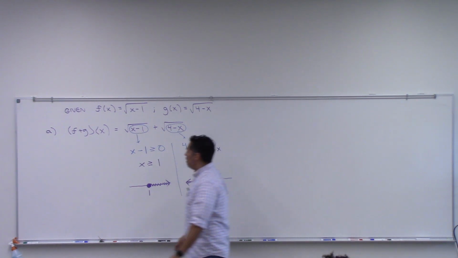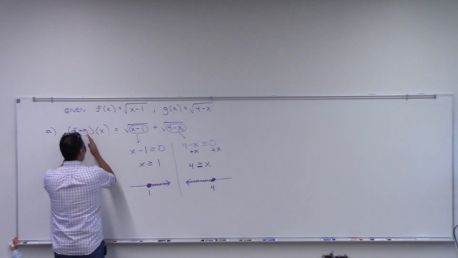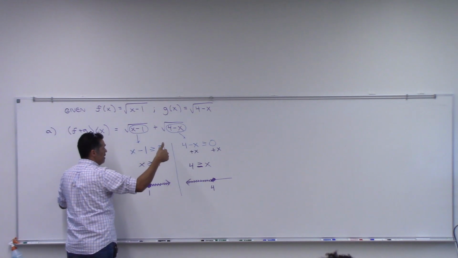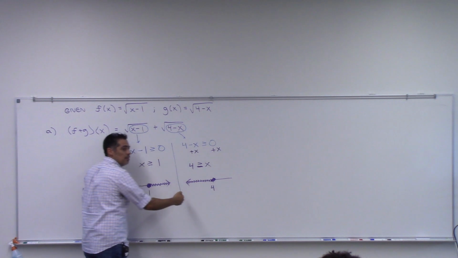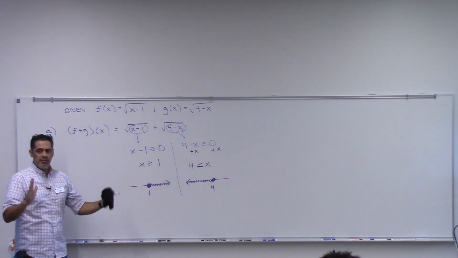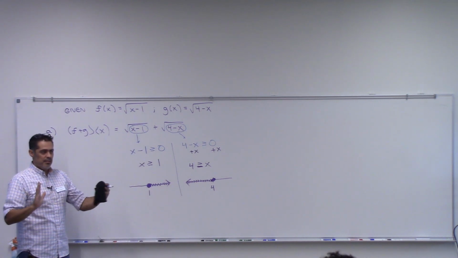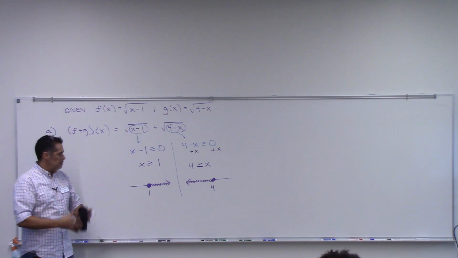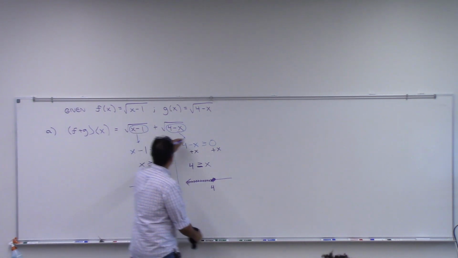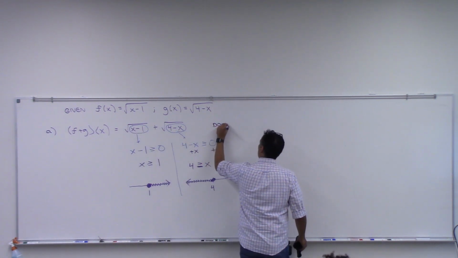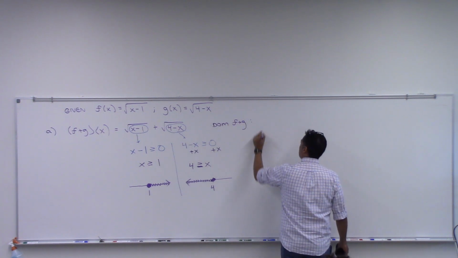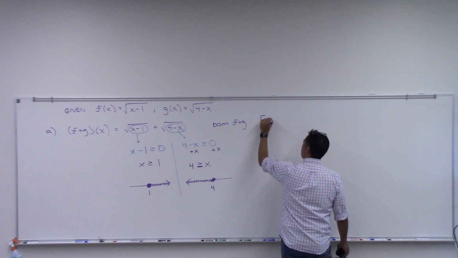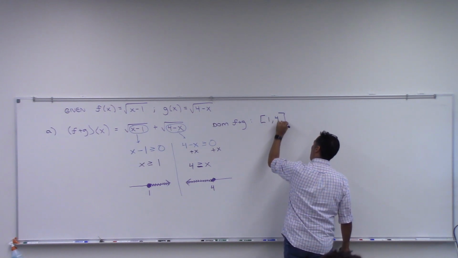So the only thing that'll make this addition of these two functions work is if we pick x's that are bigger than or equal to 1, but at the same time less than or equal to 4, which means everything between 1 and 4. So my final answer for the domain of f plus g, right, is bracket 1 comma 4 bracket.